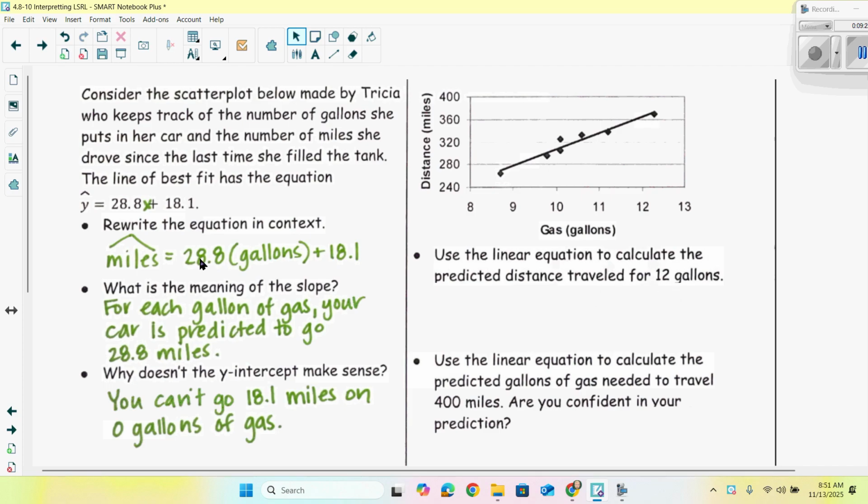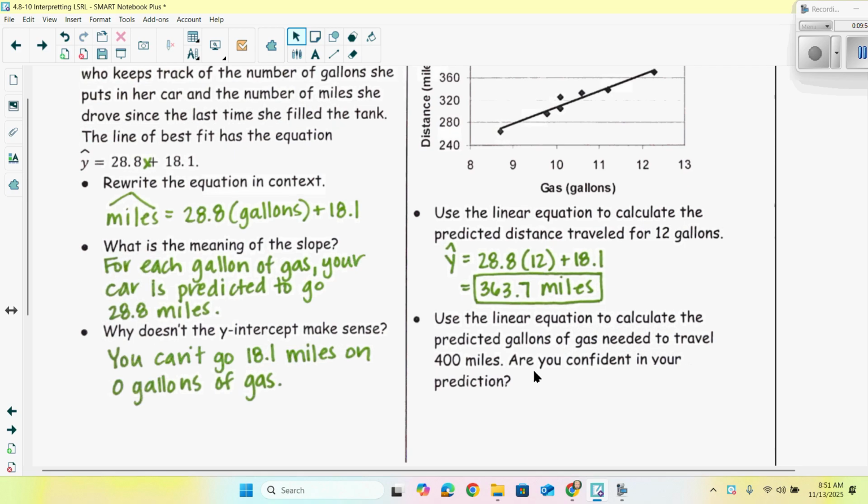Use the linear equation to calculate the predicted distance traveled. So we're just plugging into this equation, where we have 12 for x. X is the horizontal axis here, it's the gallons. So if you plugged in 12 here, multiplied and then added, you get 363.7 miles. Use the linear equation to calculate the predicted gallons of gas needed to go 400. So it looks like for 12 gallons we'd get 363. So for 400 miles we would need more than 12.